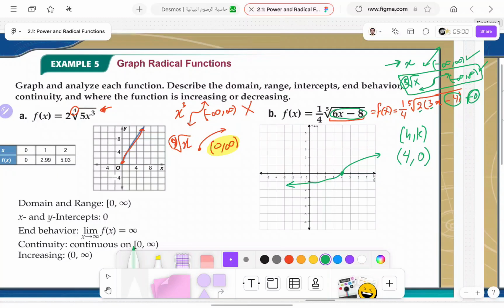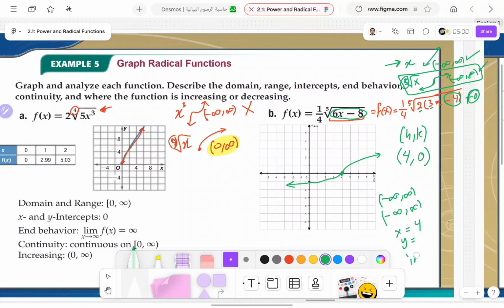Now what's the domain and the range? The domain is from negative infinity to positive infinity. What's the range? Also from negative infinity to positive infinity. As for the intercepts, if you need to know the y-intercept, I have to replace x with 0. So if I replace x with 0, I will get y equals something.